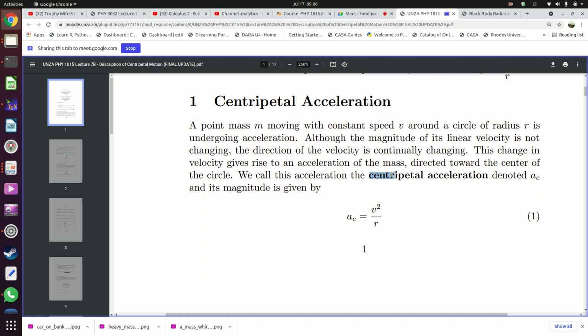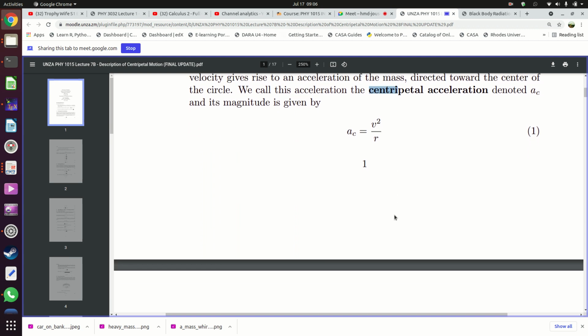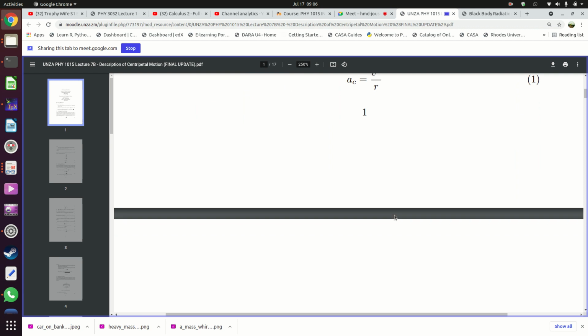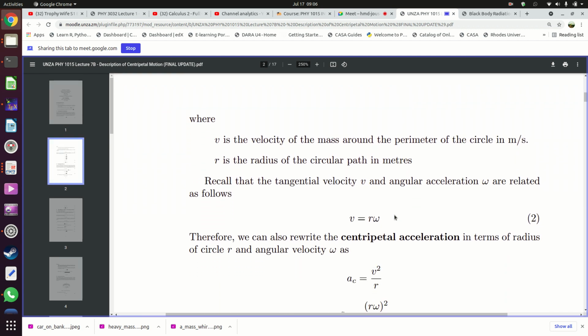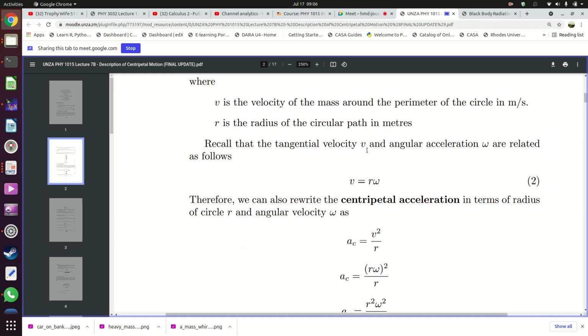That's why the centripetal comes in, and the centripetal acceleration AC is given by the speed of the object moving in a circle, v squared divided by r. So that bit is what we saw on Thursday. We also know that the speed of an object moving in a circle, or the tangential velocity, is related to the angular velocity, as follows.